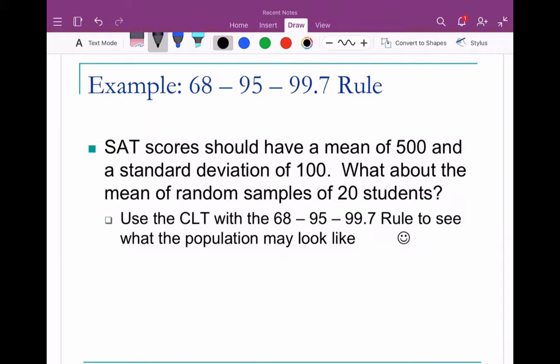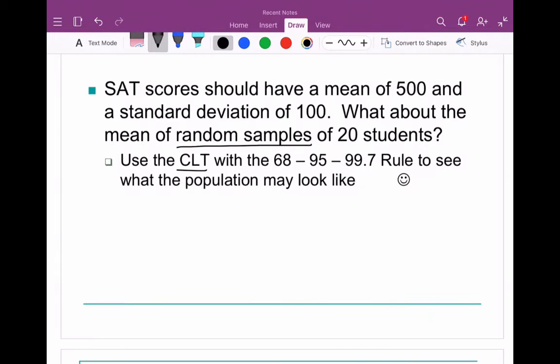So again, we take a bunch of different samples of 20 students, calculate the average of each of those samples, and then plot them. That distribution will have a normal shape. Because we are using the random samples of 20 students, we can use the central limit theorem and then the 68, 95, 99.7 rule to see what the population will look like. So in this particular case, we're going to actually draw the normal model.